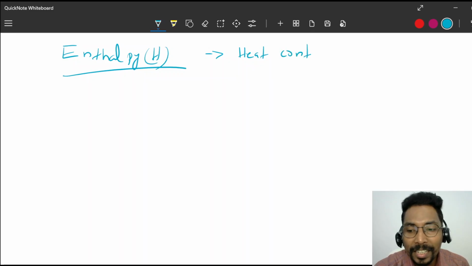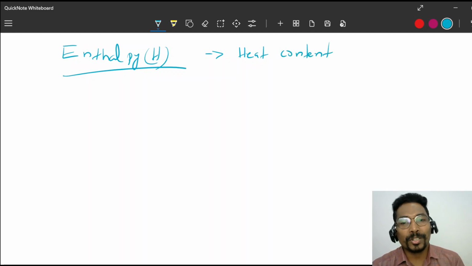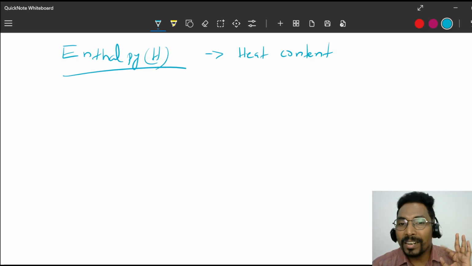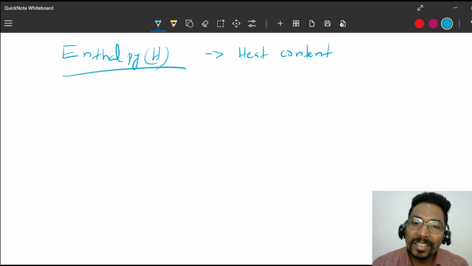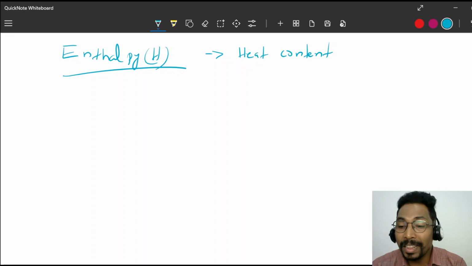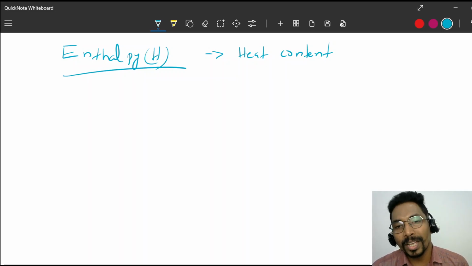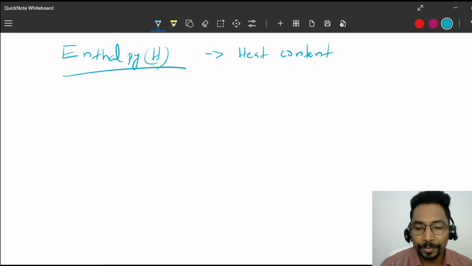Total heat content of a system. So it's very important. Internal energy is the total energy content of a system, and enthalpy is the total heat content of a system. Okay. So enthalpy also we can't directly measure, so we will measure only the enthalpy change. Okay, enthalpy change of a system.